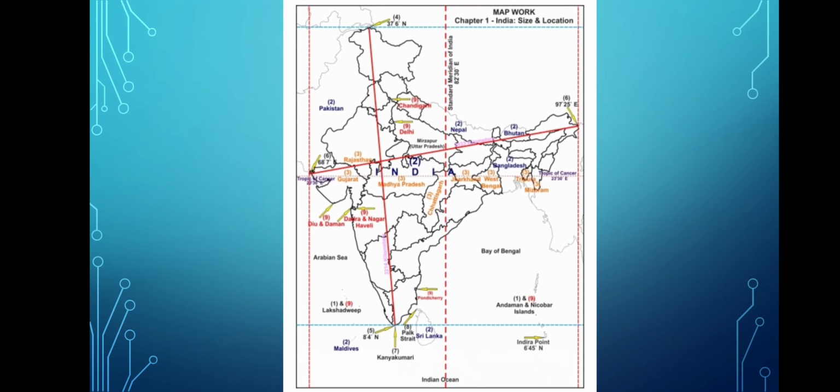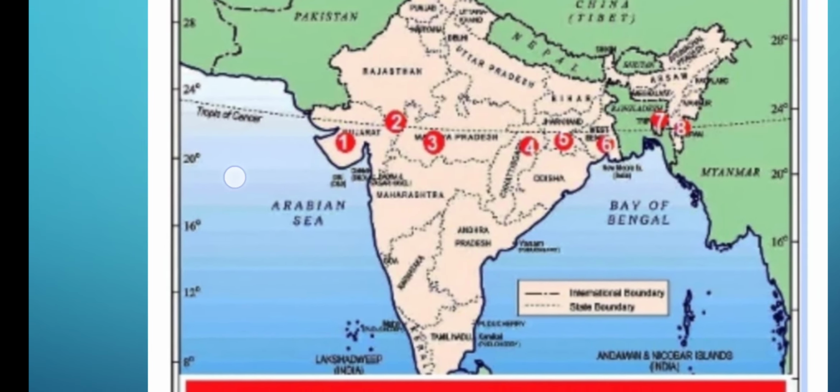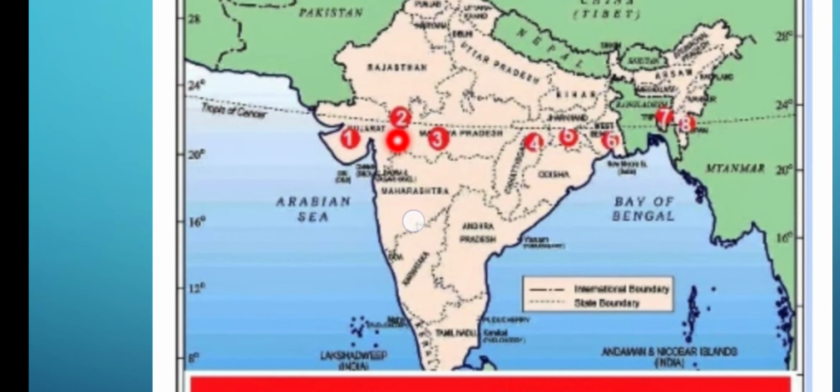Now some of the states are there through which the Tropic of Cancer passes. So here you can see the line Tropic of Cancer. It is dividing India into two halves, the northern part and the southern part. The northern part, on the north of the Tropic of Cancer, is called the temperate zone, and the southern part of the Tropic of Cancer is called the torrid zone.